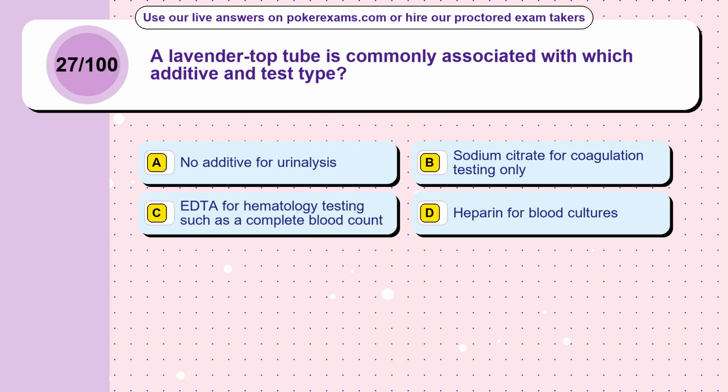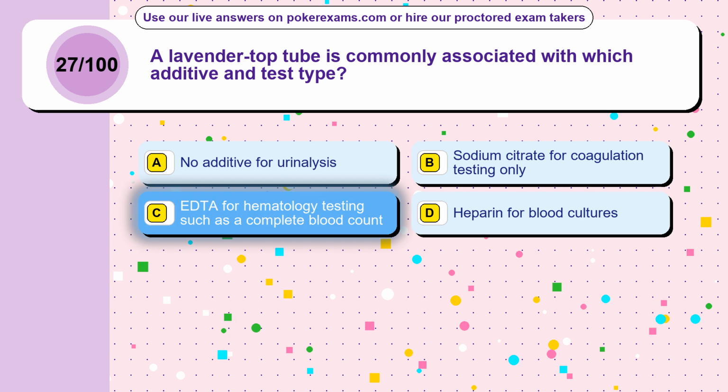Question 27. A lavender top tube is commonly associated with which additive and test type? Option A, no additive for urinalysis. Option B, sodium citrate for coagulation testing only. Option C, EDTA for hematology testing such as a complete blood count. Option D, heparin for blood cultures.